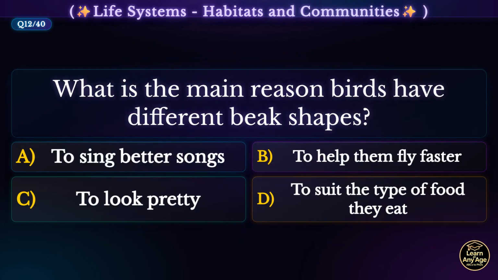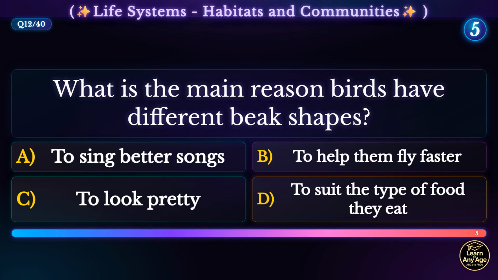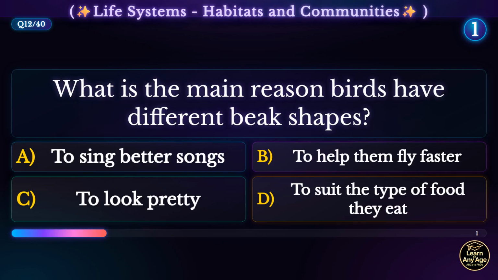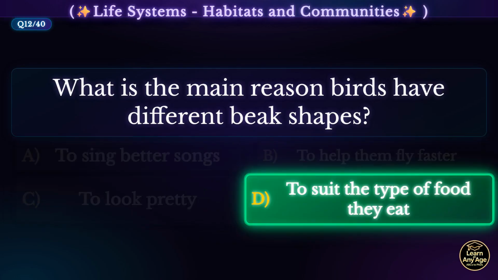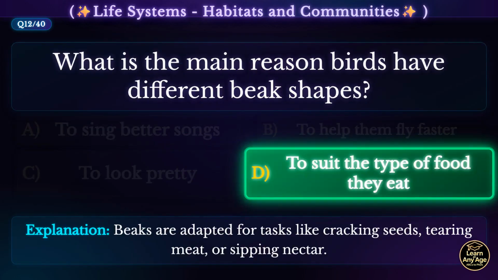What is the main reason birds have different beak shapes? To sing better songs. To help them fly faster. To look pretty. To suit the type of food they eat. Beaks are adapted for tasks like cracking seeds, tearing meat, or sipping nectar.